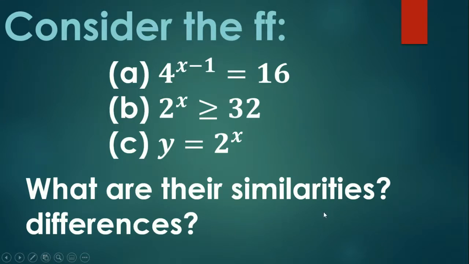Ano ang differences nila? Yung una, iisa lang yung variable and then meron siyang equal symbol. Yung pangalawa, iisa lang yung variable which is x and meron siyang inequality symbol. At yung pangatlo, meron siyang pangalawang variable which is y at meron siyang equal symbol. So definitely, yung unang example, ito ay exponential equation. Yung pangalawa, exponential inequality. At pangatlo, exponential function.